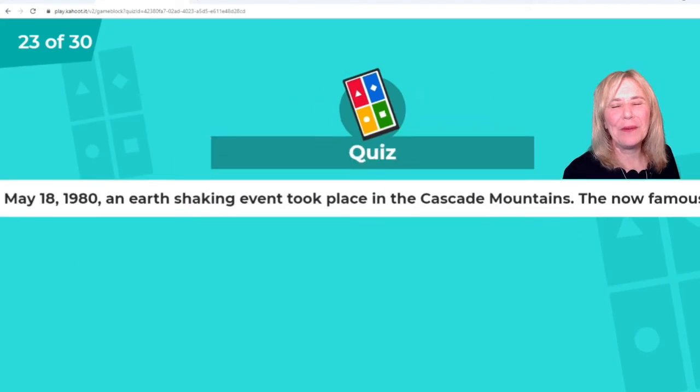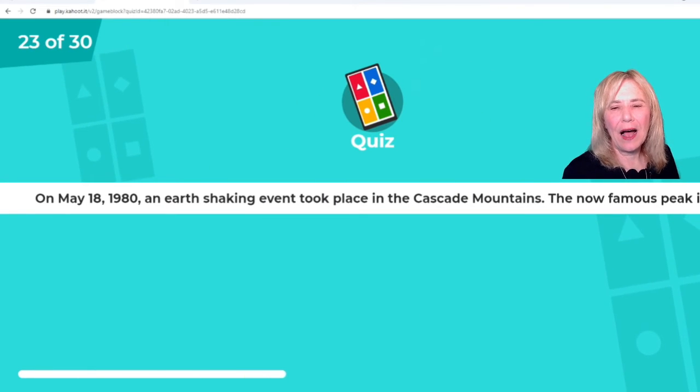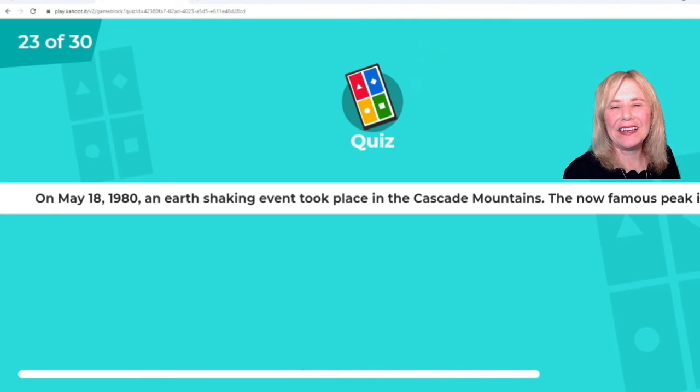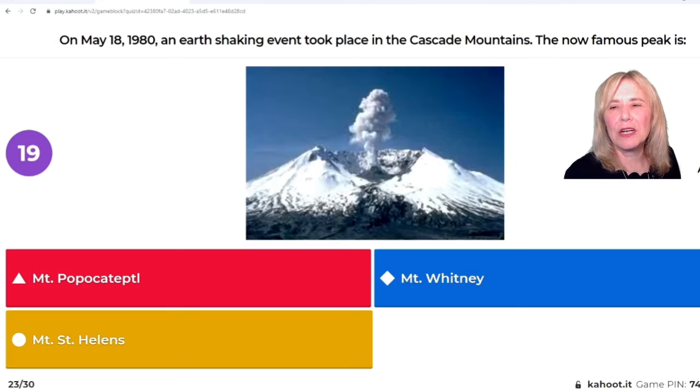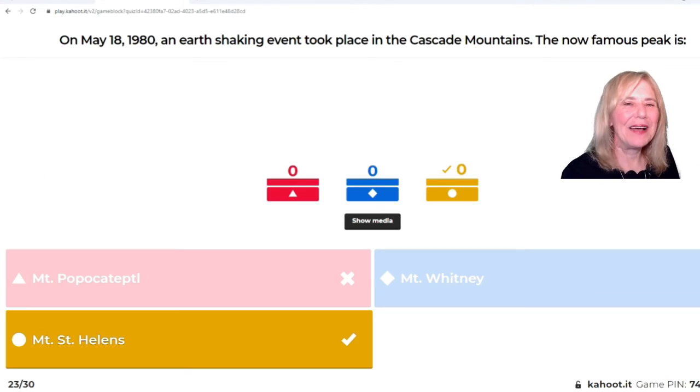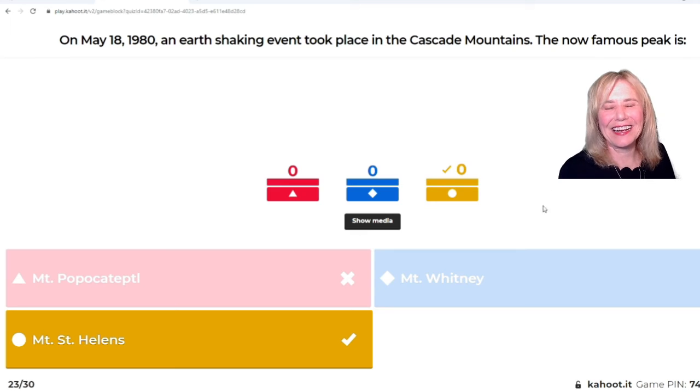All right, here we go with question 23. On May 18th, 1980, an earth-shaking event took place in the Cascade Mountains. The now famous peak is Mount Popocatépetl, Mount Whitney, or Mount St. Helens. What is that mount? Yes, if you guessed Mount St. Helens, you guessed the right answer.